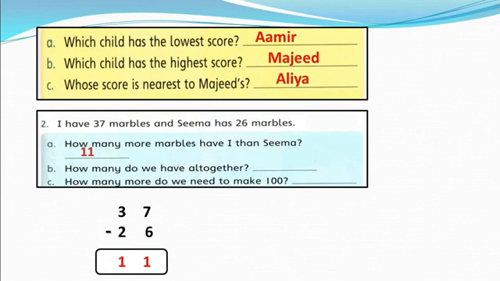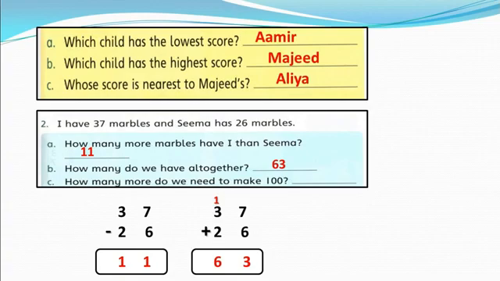Next question is, how many do we have all together? So let's add. I have 37 marbles and Seema has 26. 7 plus 6 equals 13. So we write 3 in ones and 1 ten put into tens. Now add them. 1 plus 3 equals 4 and 4 plus 2 equals 6. So we have 63 marbles altogether.